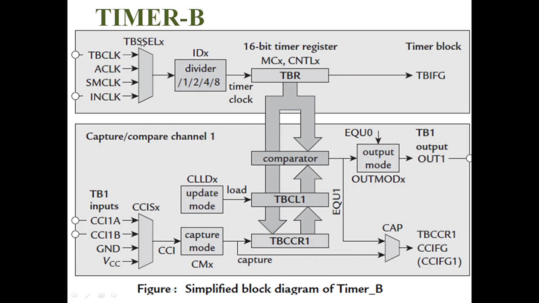Like that, the timer B register generates the timing reference to the output devices, as well as generates the interrupt signals like the timer B interrupt flag whenever it reaches the maximum value and goes down to 0. It starts falling from high to low. Similarly here, it generates the capture compare interrupt flag.